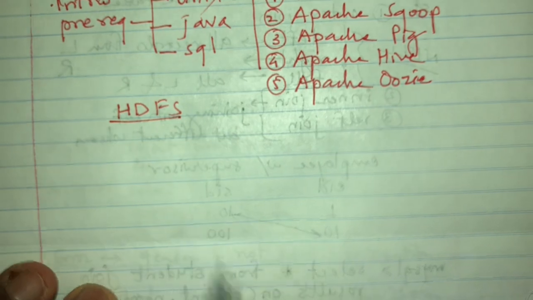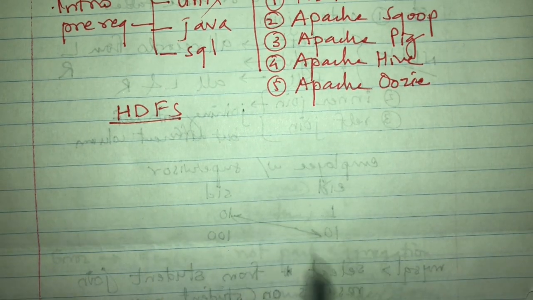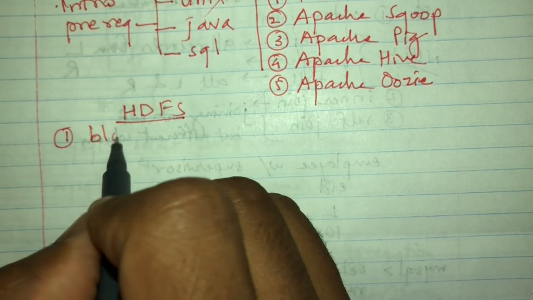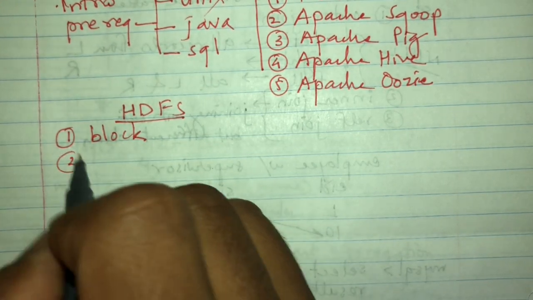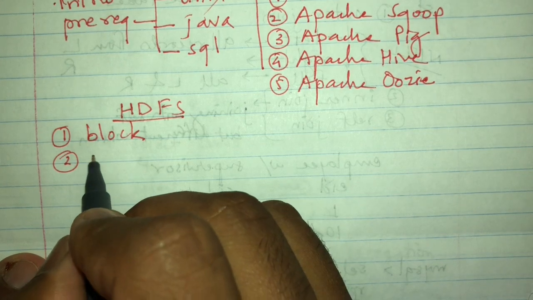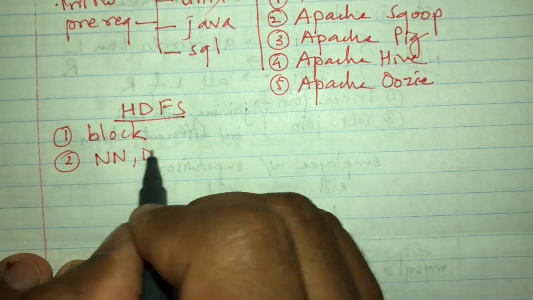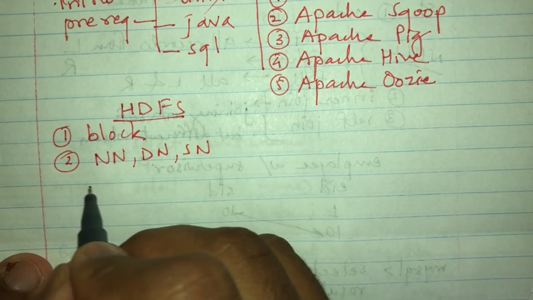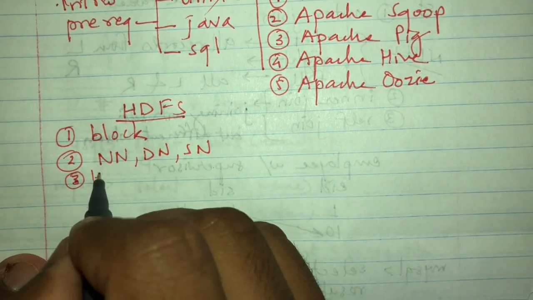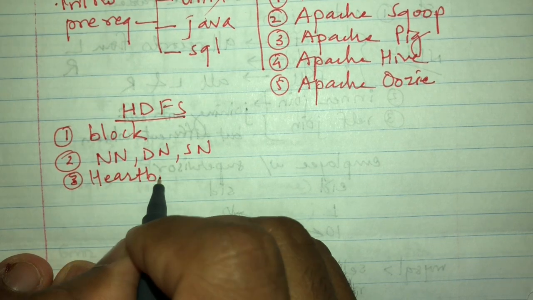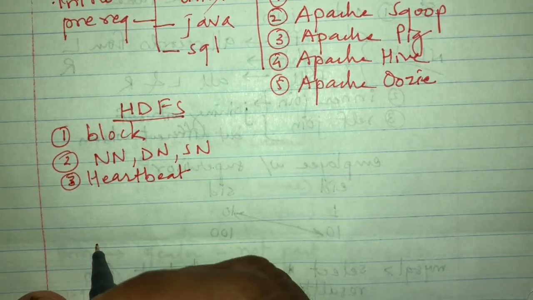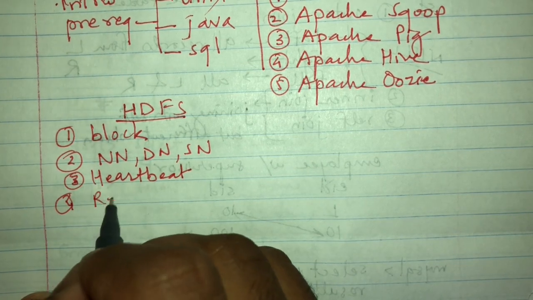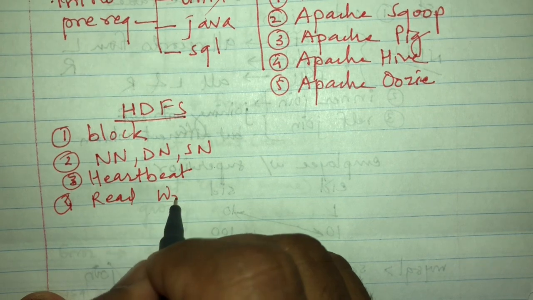and some of the things that we will go through in this topic: we will see what you mean by a block. Then I'll introduce you to name node, data node, secondary name node. Then we will see what you mean by heartbeat, and how reads and writes work in HDFS. So read operation, write operation.